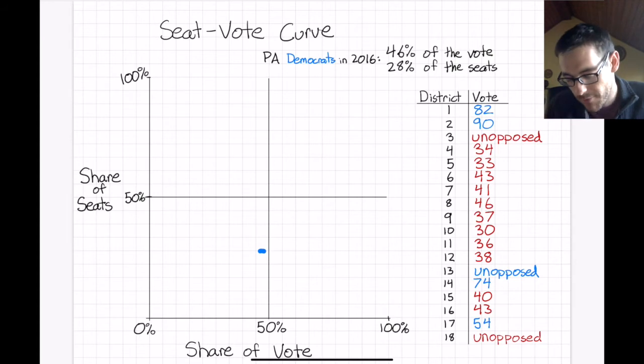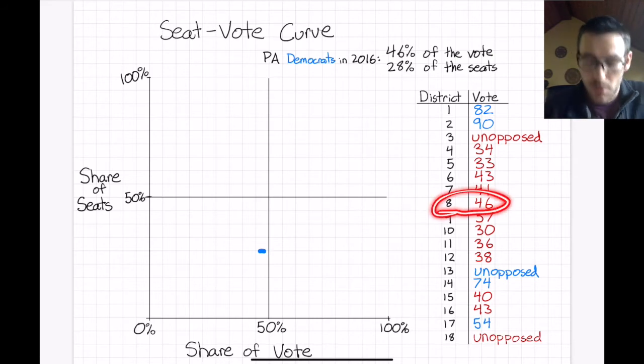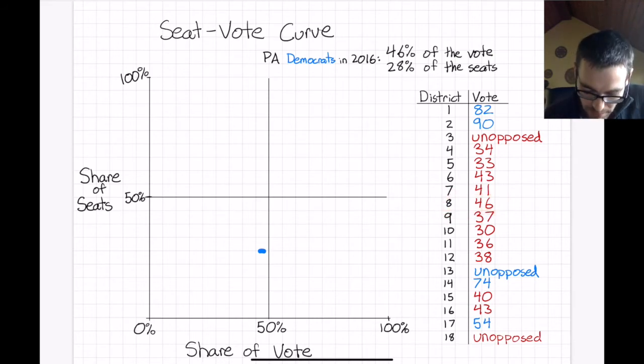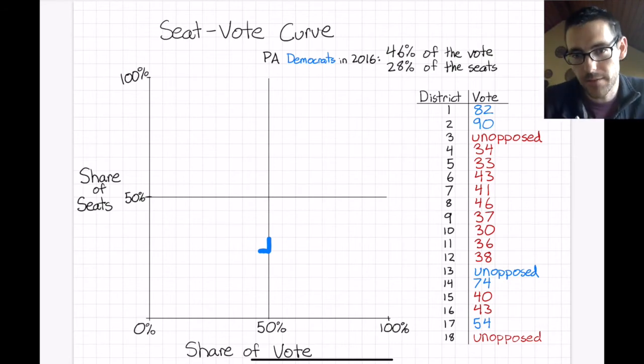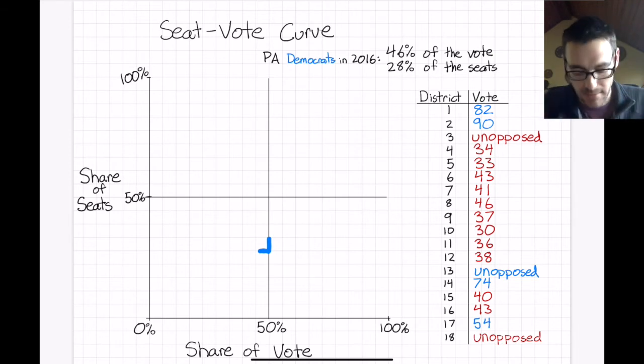And that's the cutoff point where if they won a tiny bit more than that, they would have won District 8 as well. So we represent that by continuing our graph to the right until we get to this 50% mark, and then jumping up a notch. So at 50.01%, the Democrats will have won 6 out of the 18 seats. And we can continue turning up the percentage that they won until we see another jump.